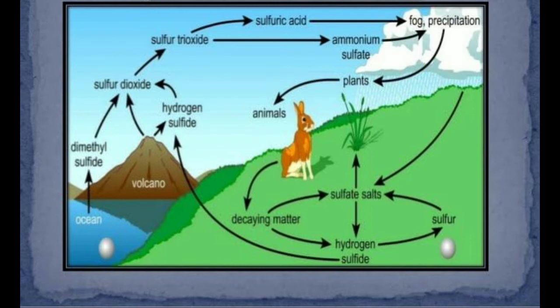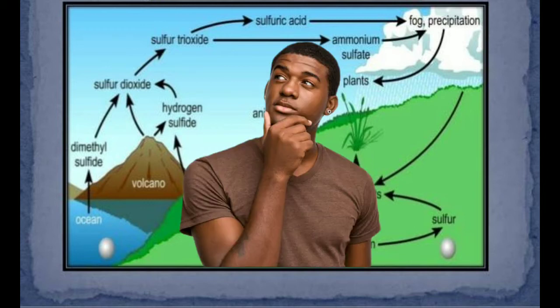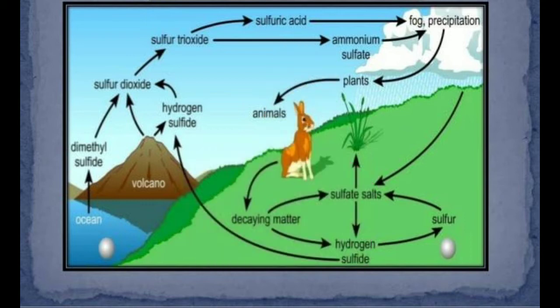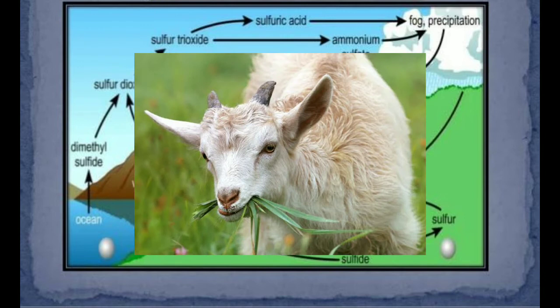As the process continues, the soil now absorbs the sulfate salts that are precipitated, and then the plants will absorb this from the soil. Now, how do animals absorb sulfur? Well, animals absorb sulfate salts by eating the plants.